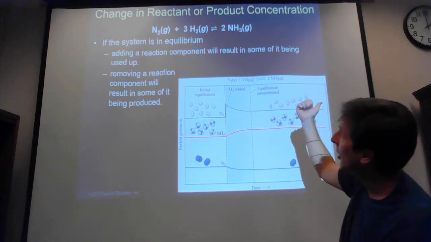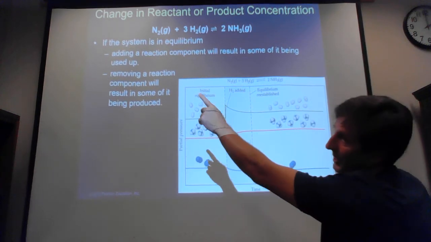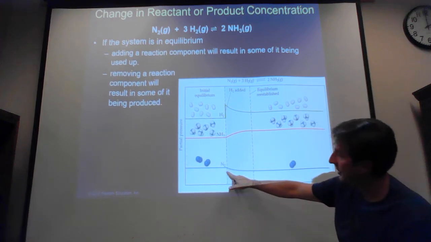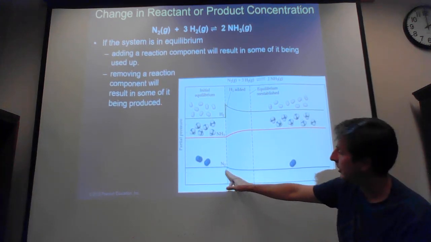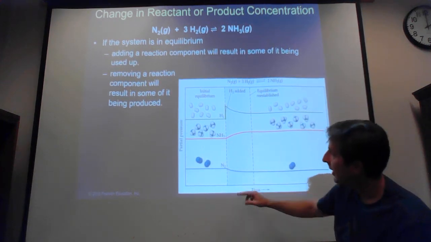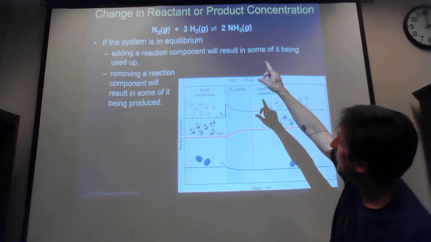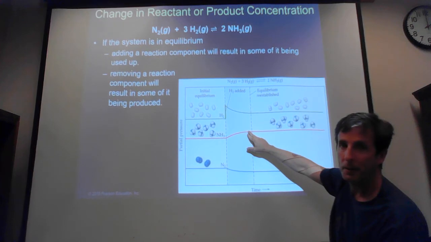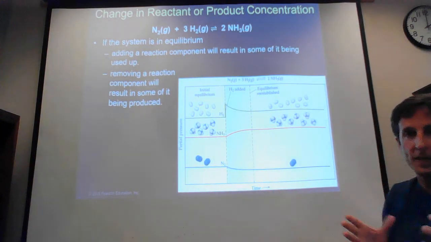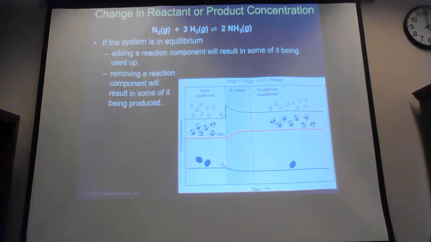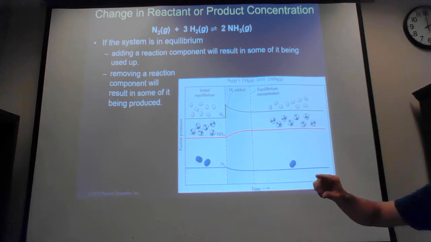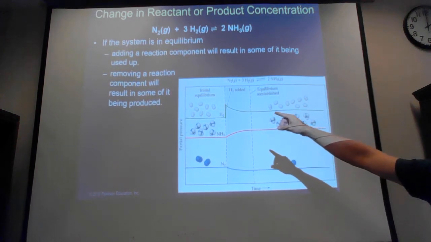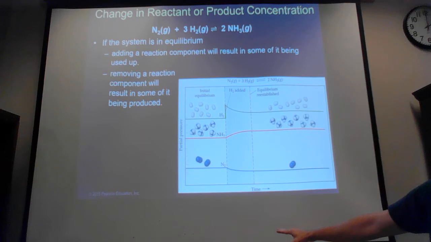When it shifts to the right, though, that's also going to decrease nitrogen. So I notice that nitrogen's pressure or concentration goes down. And then as I shift to the right, I'm going to make more ammonia, so the pressure of ammonia is going to go up. So all three components get changed because I messed with one of them. I controlled hydrogen, and then it affected all three.